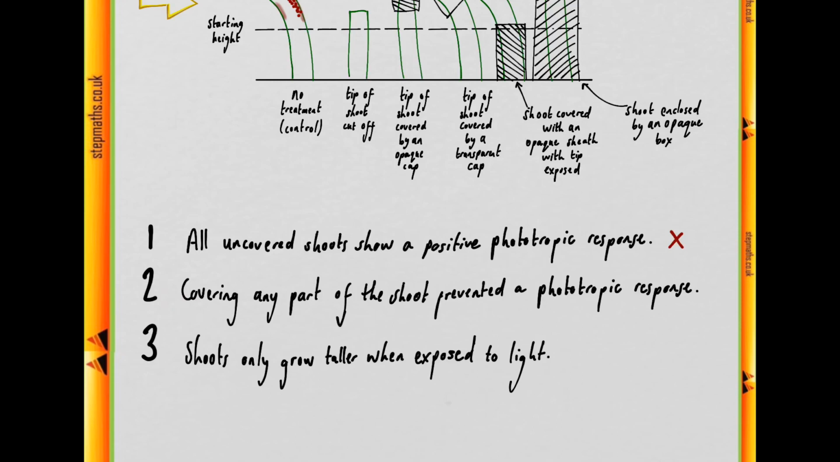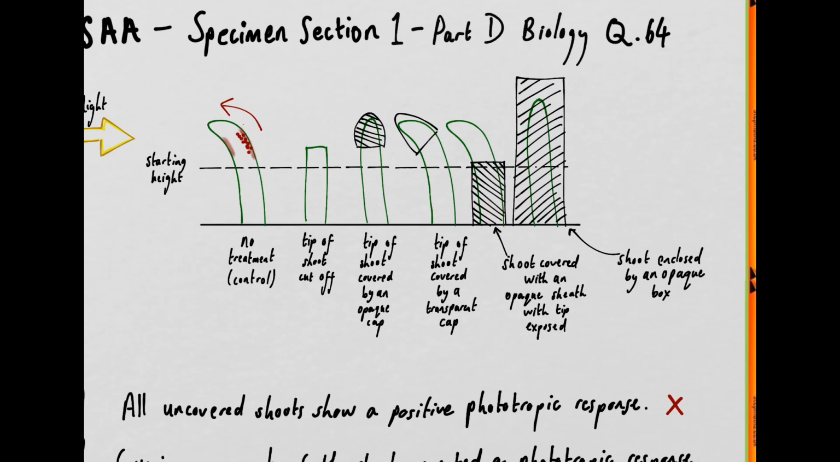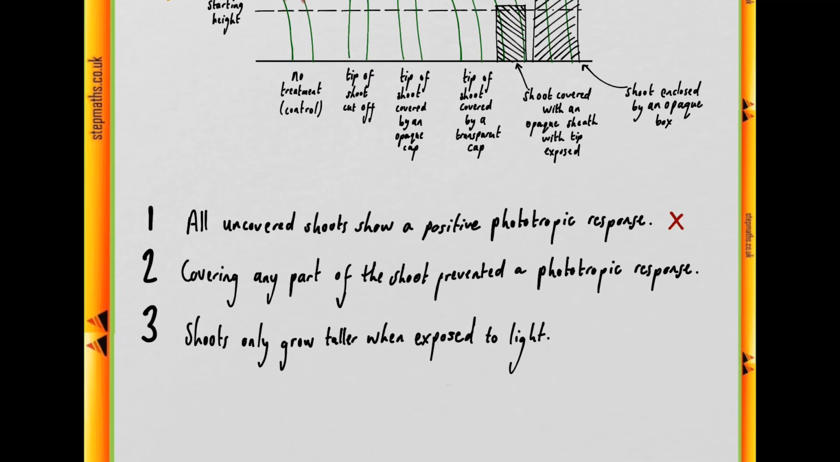Moving on to 2, covering any part of the shoot prevented a positive phototropic response. Well, again, we can look at this example here, where covering the base of the shoot does not prevent a positive phototropic response. It's all to do with the tip and the presence of auxins in the tip, which in response to light move towards the side furthest away from the light source, leading to positive phototropic growth.